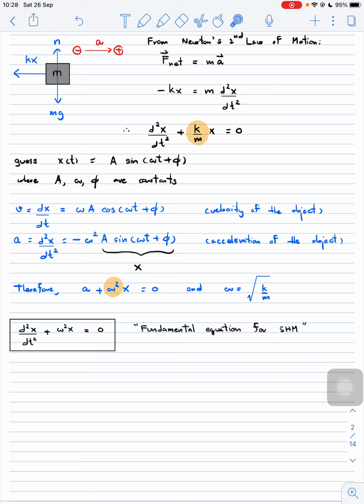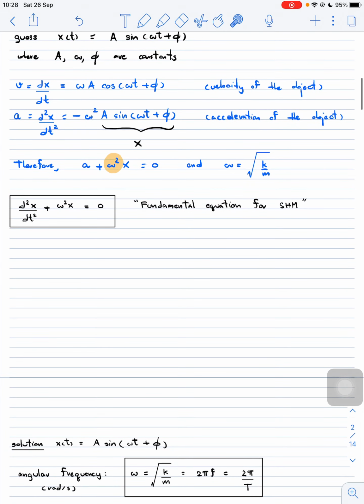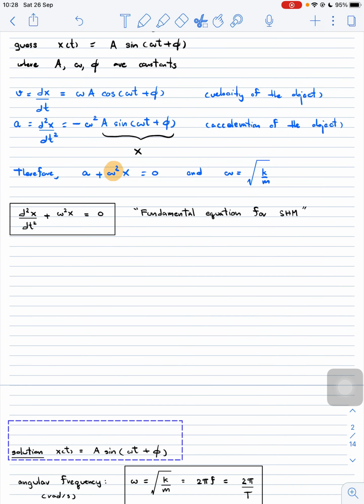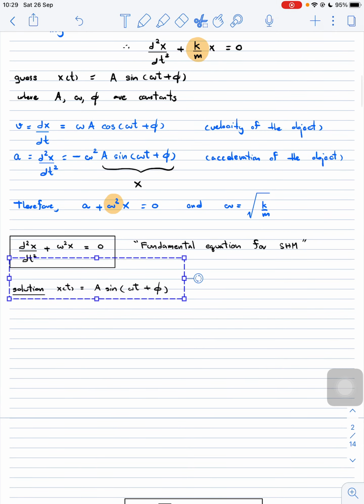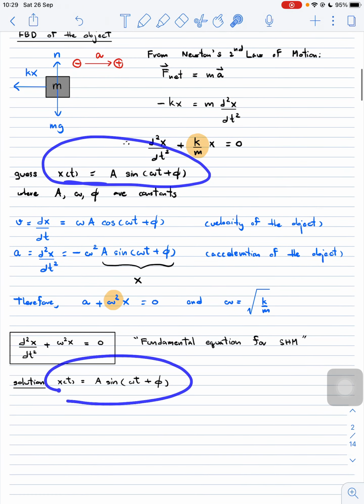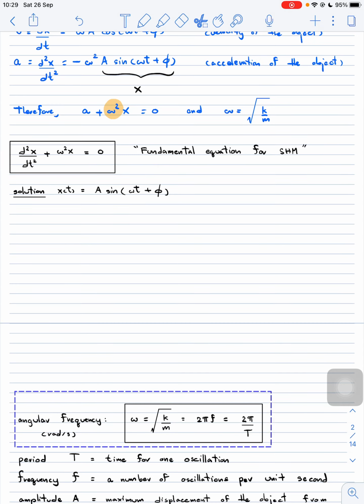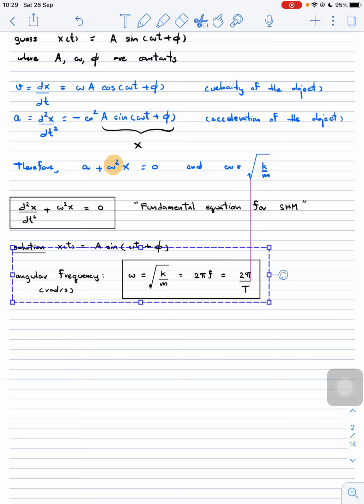If we try to find the equation of the motion of an object, and that equation looks exactly the same as this one or has the same form as this, it means that the object will move as a simple harmonic motion. So that's why this equation is called the fundamental equation for the simple harmonic motion. And then what is the solution of this equation? The solution is equal to our guess here, equal to this one. We call this omega.